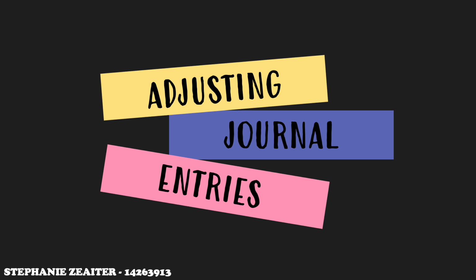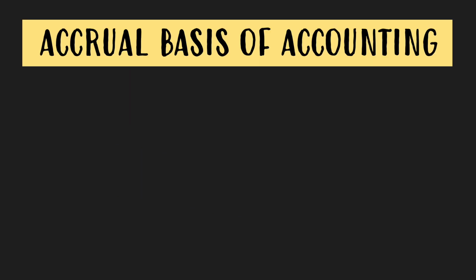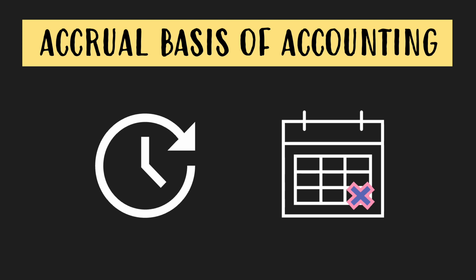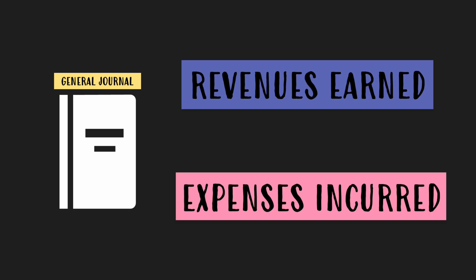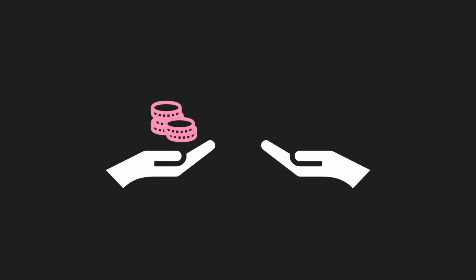Adjusting journal entries. Under the accrual basis of accounting, adjusting journal entries must be made at the end of the accounting period. Adjusting entries are made in the general journal to record revenues that have been earned but not recorded and expenses that have been incurred but not recorded for a business. These adjustments are made because sometimes the exchange of cash does not align with the earning of the revenue or the incurring of the expense.